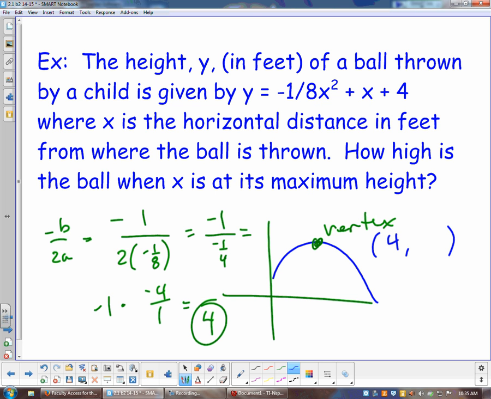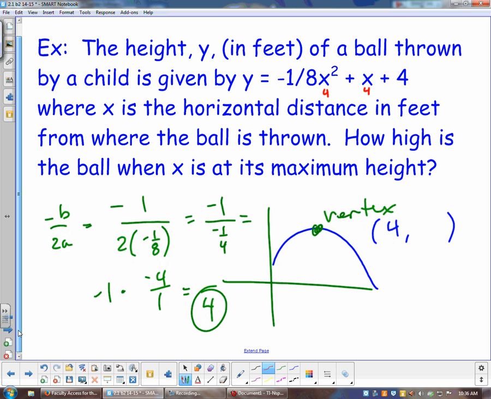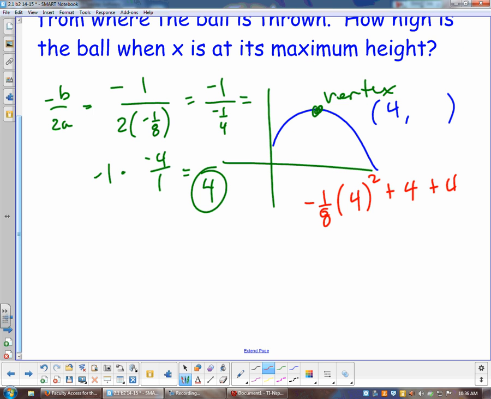And so how high is the ball when x is at its maximum? I have to plug the 4 in. Did you plug in 4 for x here and here? And so we get negative 1/8 times 4 squared plus 4 plus 4. I'm getting negative 1/8 times 16 plus 8. Is that negative 2 plus 8 is 6? All right, so that means that the answer to the question is the ball reaches a height of 6 feet.